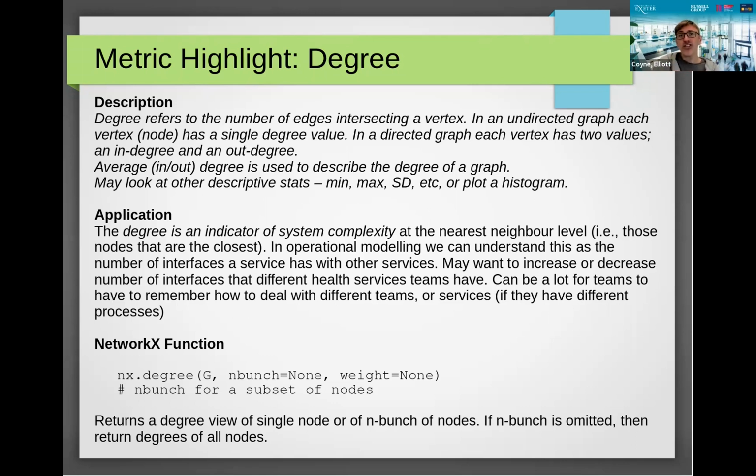And then in operational modeling, so if you're thinking about a health service, you may want to understand the number of interfaces that other services are having. And the reason that becomes important, as alluded to earlier, is, imagine you have to deal with 5 different services, but each service you interface with, you communicate with or refer people to, let's say they have a different protocol. Some of them like a paper form, some of them like a hideous form that's built in Microsoft Word that doesn't work.